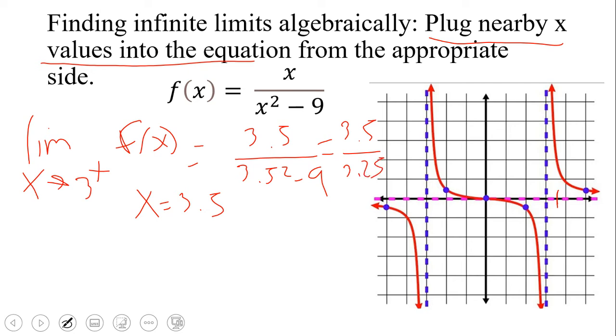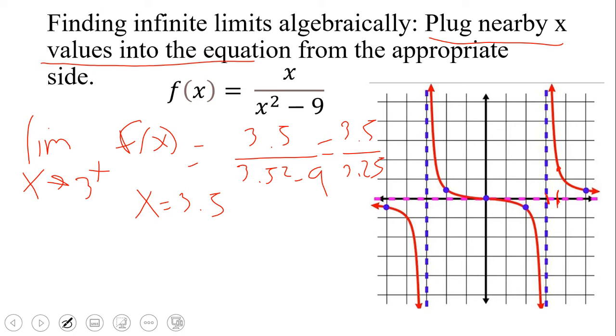And here's where you have to be able to understand what you're getting. The truth of the matter is 3.5 is actually pretty close to 3. So if you divide 3.5 by 3.25, you're going to get a value that's right here on the graph. In order to get a bigger number, you would have to pick something even closer to 3.